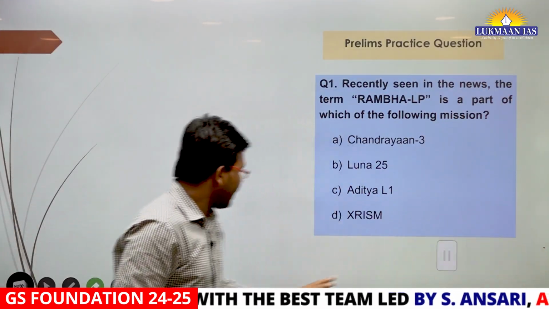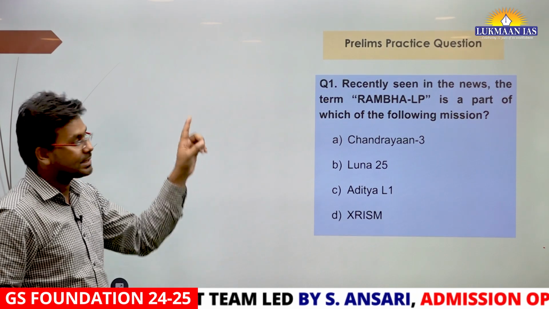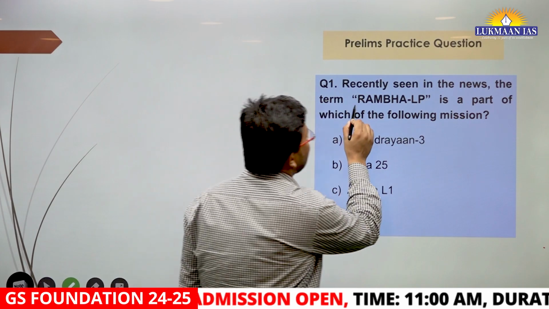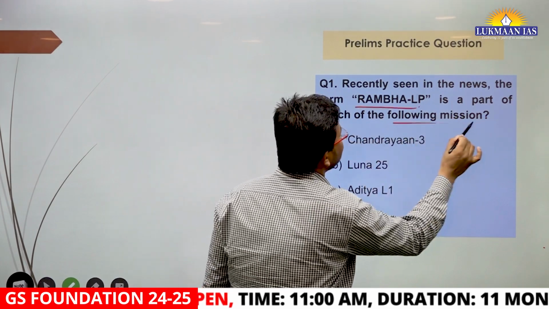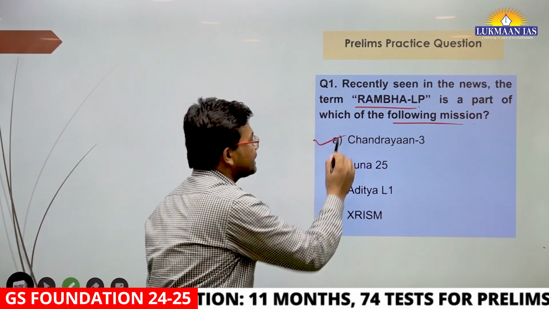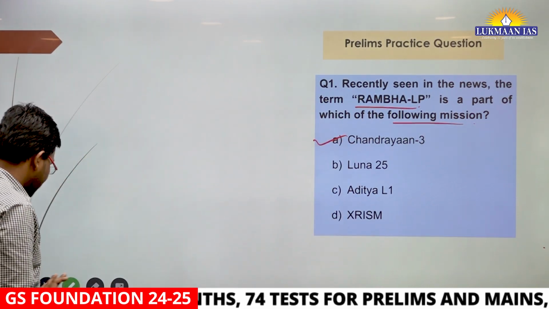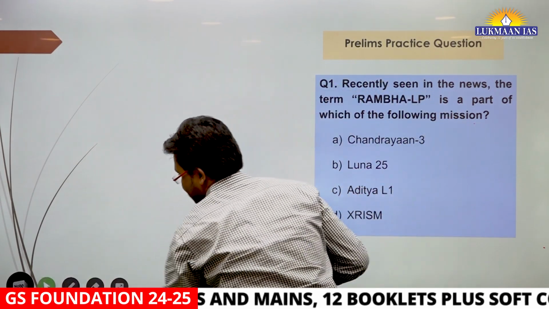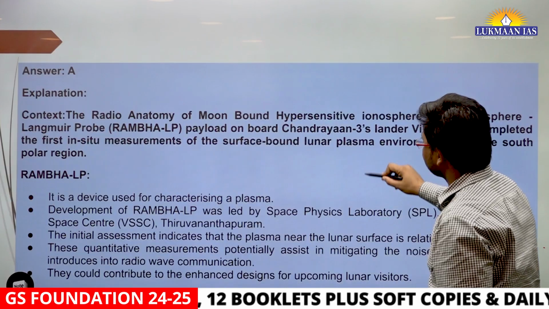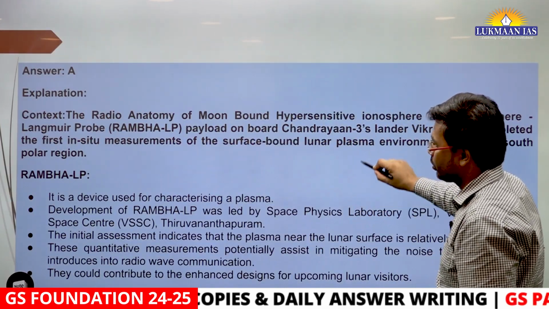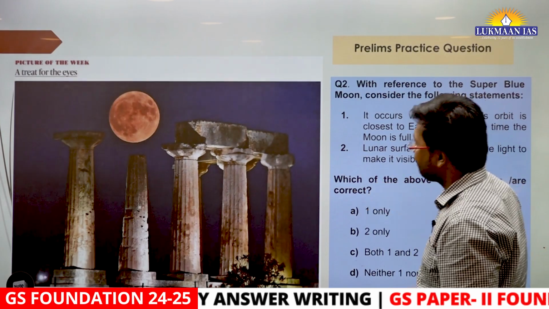Okay, now we have a question. We are going to solve this question. It says, recently seen in the news, the term Rambha LP is a part of which of the following missions? So they have mentioned the names of the missions. So it is part of the Chandrayaan 3 mission, right? We just discussed it. So it is a very simple question. We have given an explanation for this question also. You can go through it in your free time.